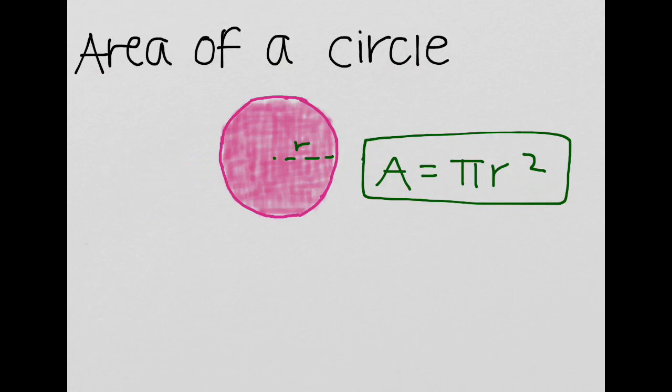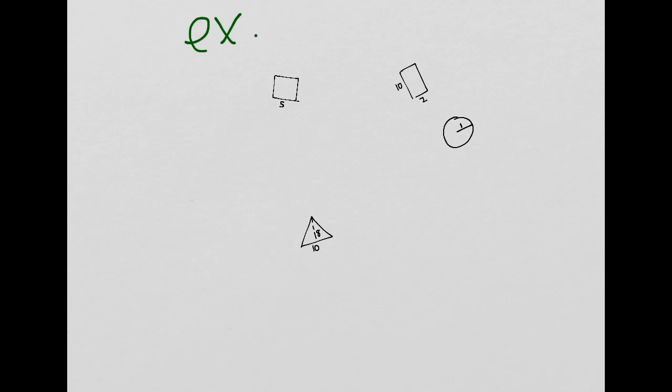Okay, now let's take a look at the last one, which is the area of a circle. The area of a circle is pi r squared. R is the radius, which is shown here. Now, I would just recommend memorizing these formulas so that you will be able to use them whenever and wherever you need them. Okay, let's look at a couple of examples.